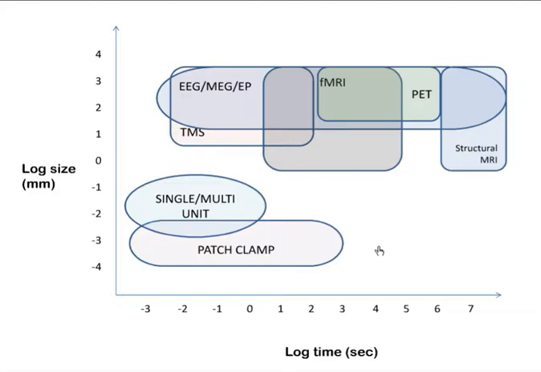So you can see that, for example, if you use a technique such as cellular patch clamping, you have exquisitely good temporal resolution and exquisitely high spatial resolution. On the other extreme, when you're using techniques such as CT or MRI, you are losing significantly in temporal resolution and also in spatial resolution. And then in between, you have, for example, EEG, which provides excellent temporal resolution but does not have such good spatial resolution.